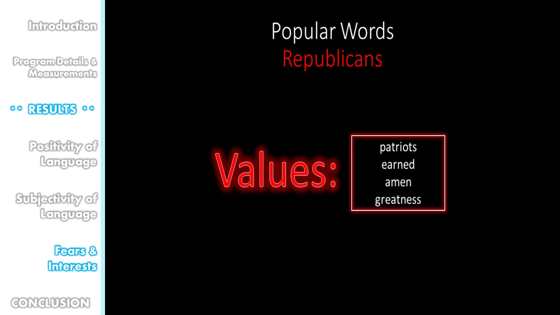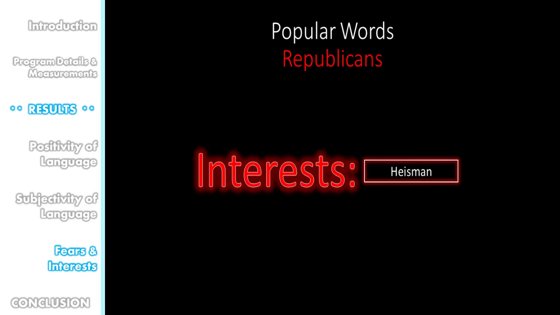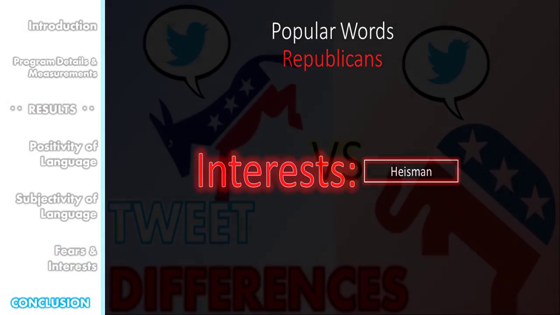Here we see their values. They value patriotism, they value hard work, which is why they use the word earned more. Amen, so they value the Bible, biblical values, and they value greatness or excellence. And lastly, we have their interests. They're more interested in football, and I only know that because they were using the word Heisman a lot more frequently, and that refers to the Heisman Trophy.